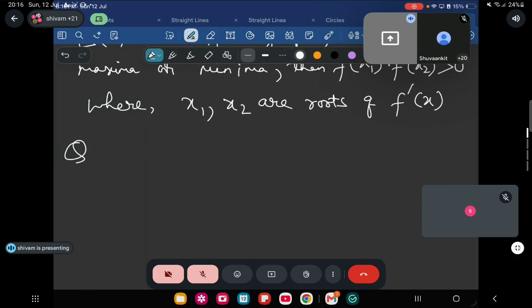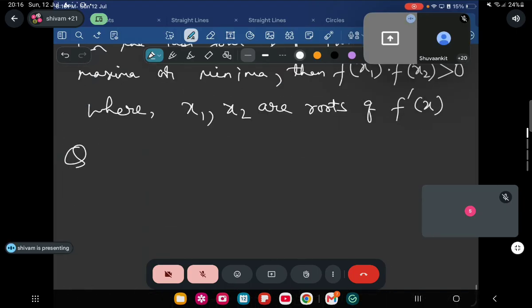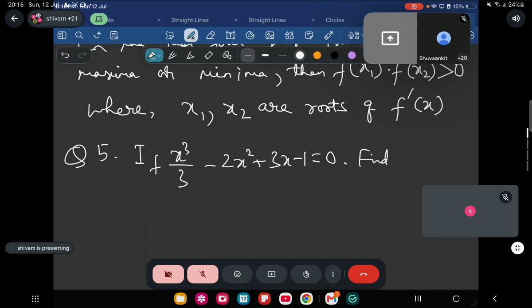Yes, sir. What is the last question number I've done? 4. Check once. 3 or 4. 5. If x cube by 3 minus 2x square plus 3x minus 1 equal to 0, find the number of real roots of this equation. Quickly solve.